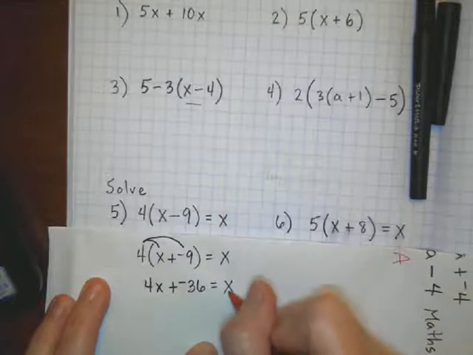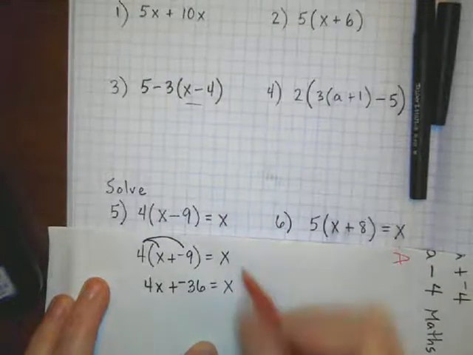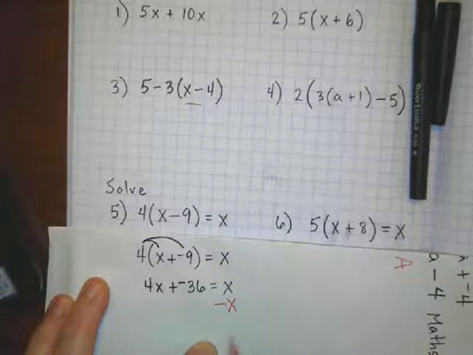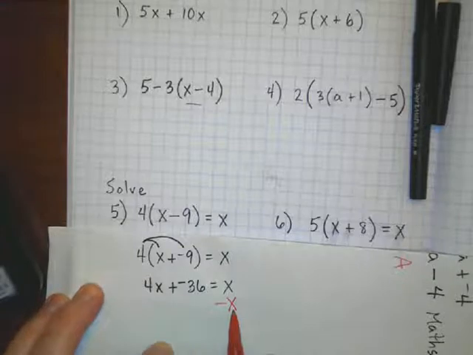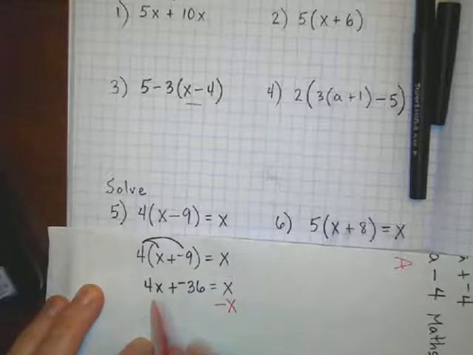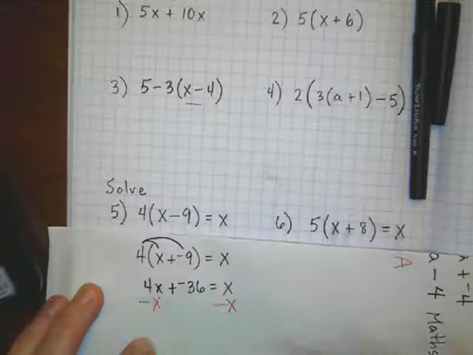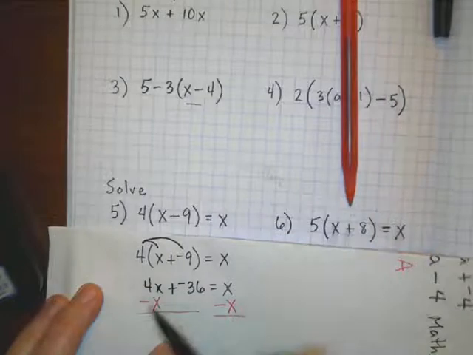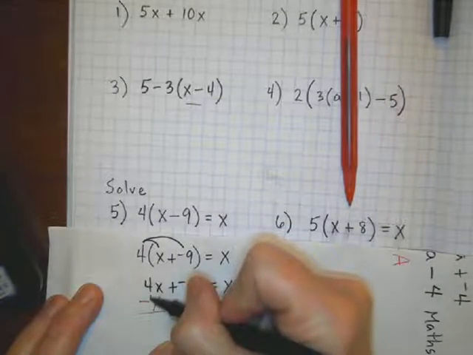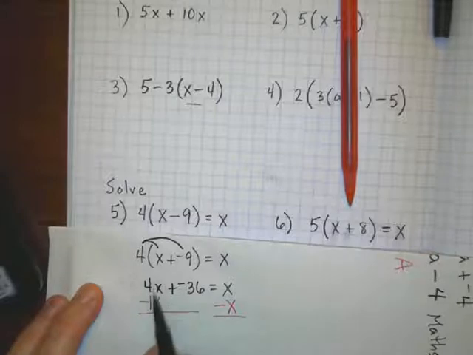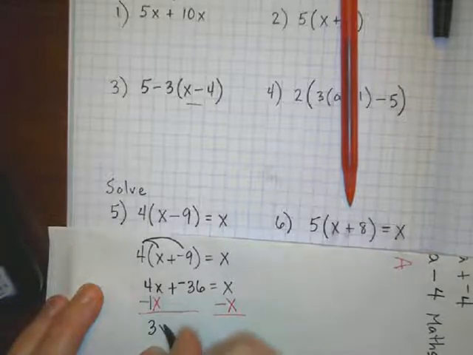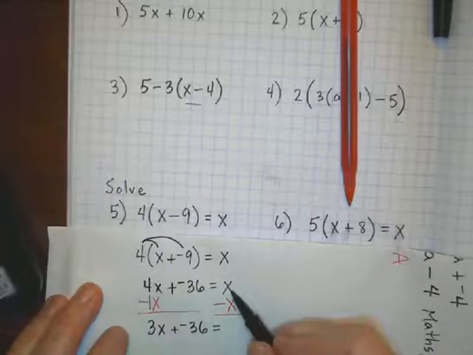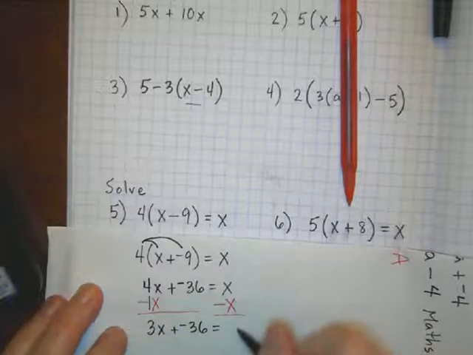Now, I do not like having that x on the right-hand side of the equation, so to make it go away, I need to do the opposite. It's a positive x, so I need to do a minus x. But if I do something to one side of the equation, I have to do the same to the other side. So I'm going to minus x over there also. So I have 4 x's minus 1x. That's 1x. 4x minus 1x is 3x plus negative 36 equals, oh no, what's left over here? x minus x is 0.